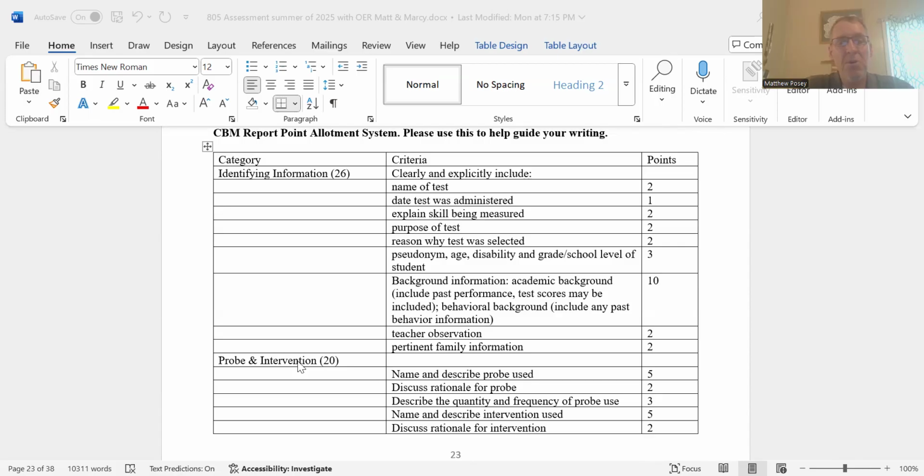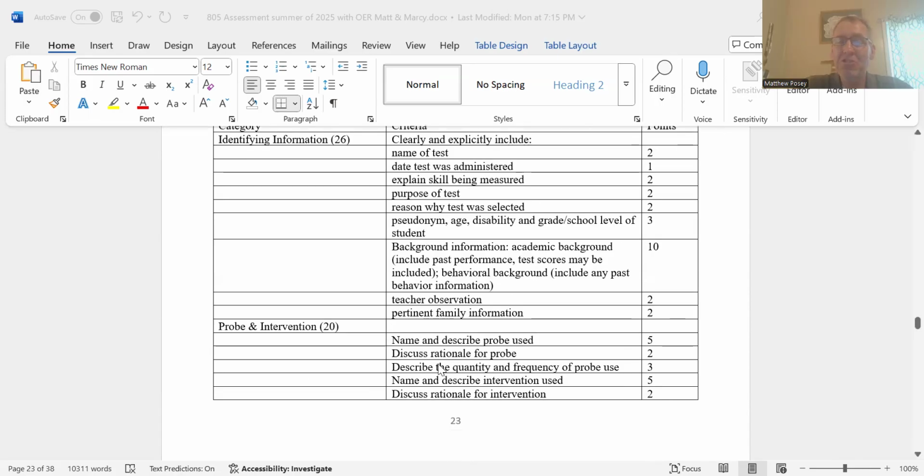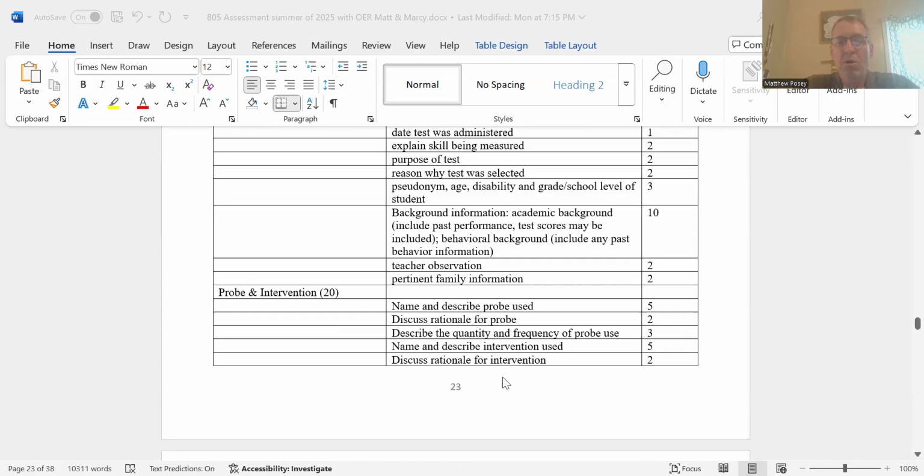The first one is the probe and intervention section, so make sure you include this. You're going to make sure you name and describe the probe used, the rationale for using it, the quantity and frequency of the probe use, and then describe any intervention that you implemented if needed.